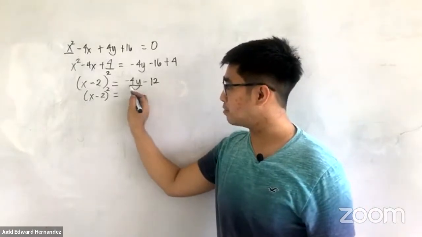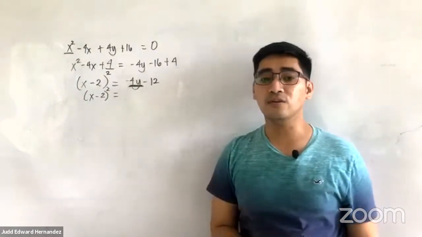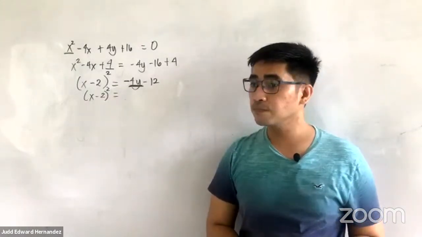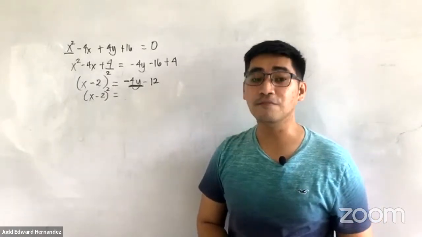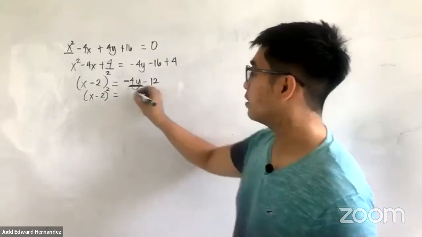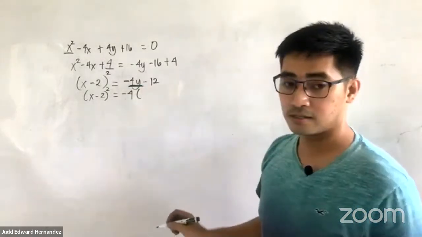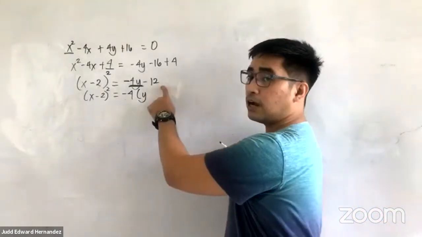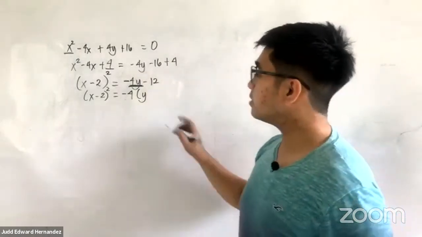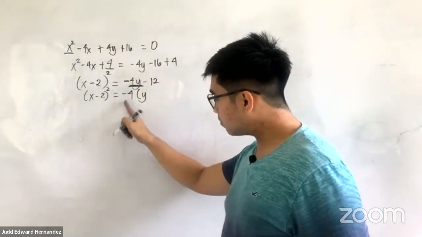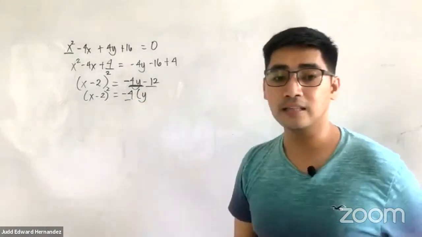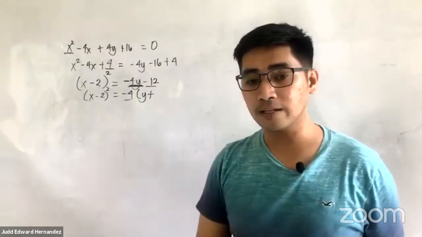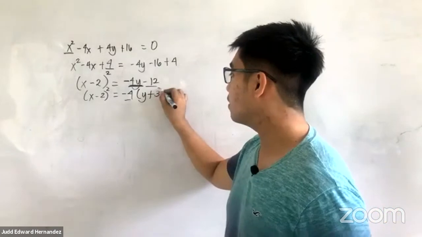bawal may kasama si y. Ang kasama ni y dito is negative 4. Anong gagawin natin kay negative 4? We need to factor out si negative 4. Okay. Negative 4 times, what will be the factor? Y. Tama? Kailangan i-factor out din natin siya kay negative 12. Since this is negative 12 divided by negative 4, what happens? Negative 12 divided by negative 4, that becomes positive. What is negative 12 divided by negative 4? It is positive 3. Okay.